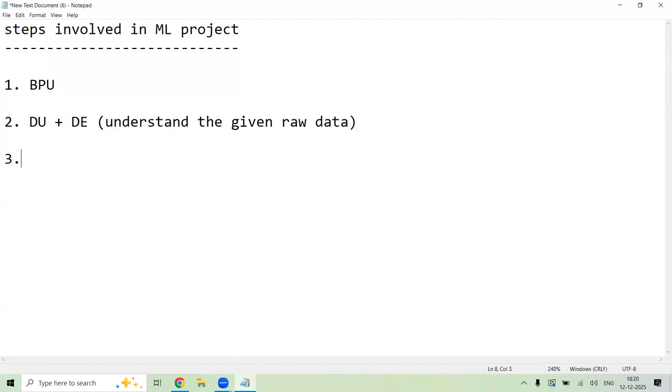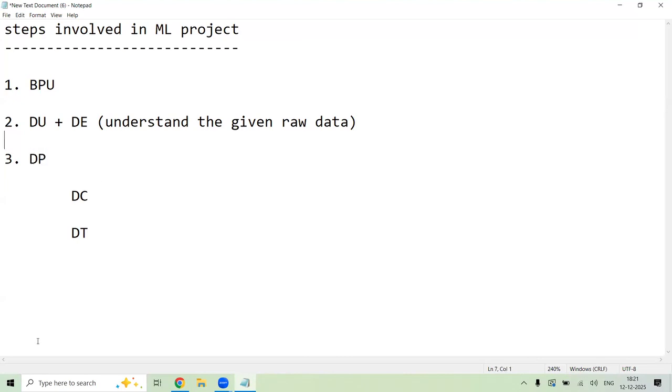Step 3 is data pre-processing. What is included in data pre-processing? Data cleaning and data transformation. We have spent a good amount of time on data cleaning along with data transformation. For data cleaning, we discussed outliers, how outliers have to be treated, and how to calculate them. For that we also covered some statistics, because for proper data cleaning a little statistics is required.